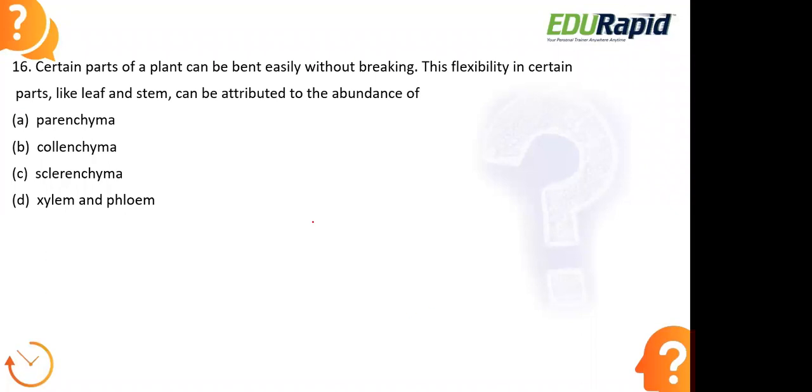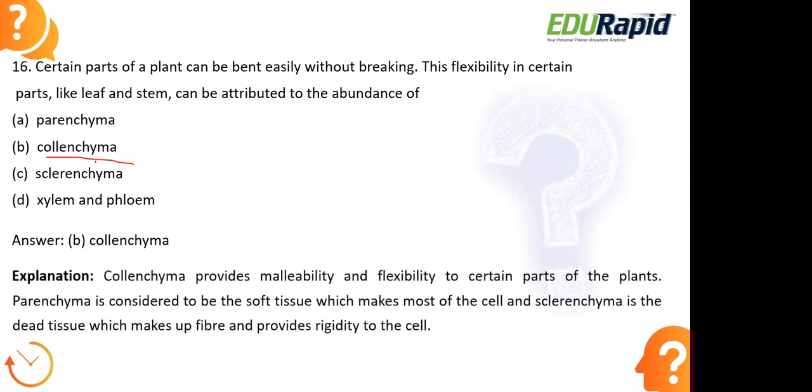Okay, let us look at the right answer. The right answer is option B, collenchyma. Because of the presence of collenchyma, a plant can bend easily. There is flexibility found in plants. All of these are different tissues found in plants, plant tissues. Under meristematic tissue here we have parenchyma, collenchyma, sclerenchyma, permanent tissues.